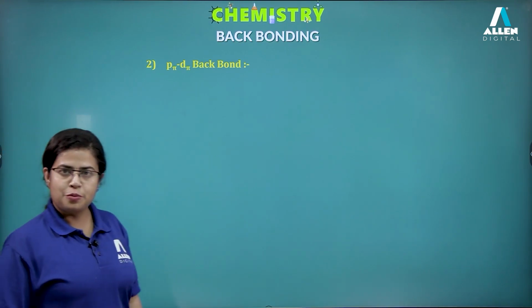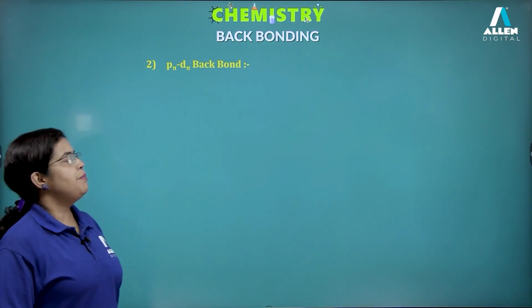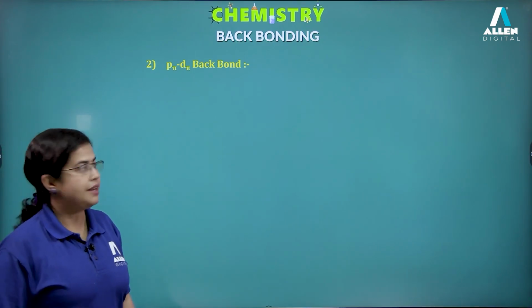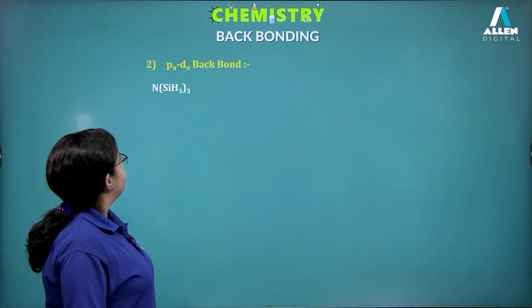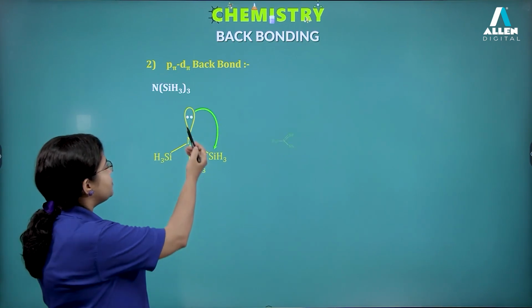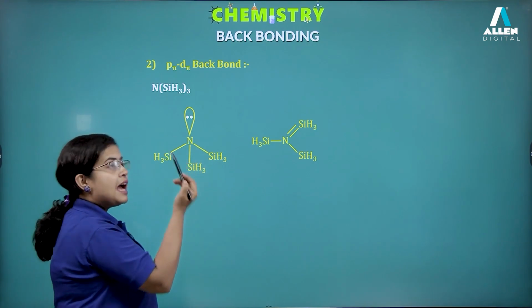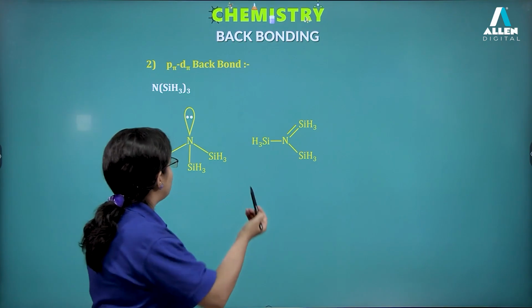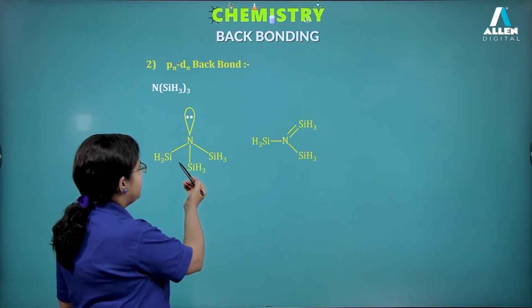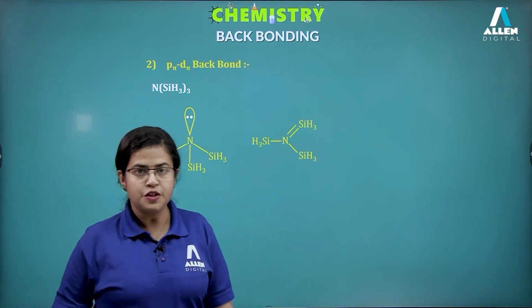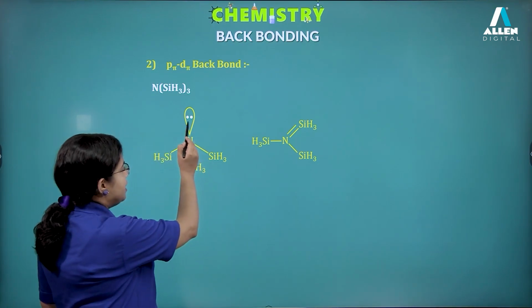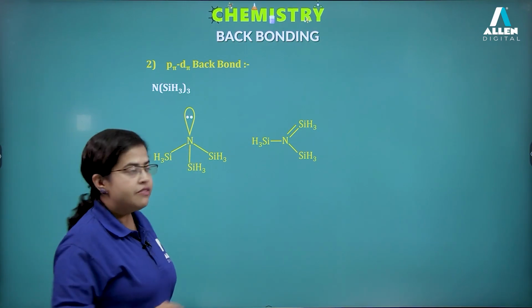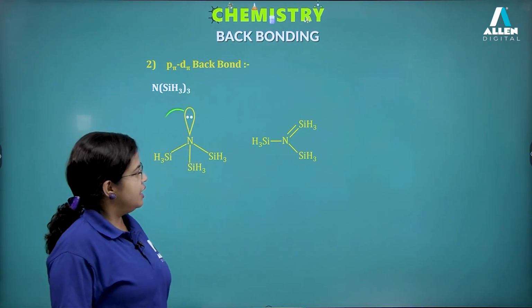Next, we are going to discuss p pi d pi back bonding. Let's take the example of trisilylamine. The lone pair which is present on this nitrogen atom can be donated to any one of the vacant d orbitals which are present on the silicon atoms. So, you have here, here or here. This back bonding is possible either between this silicon and nitrogen, or this silicon and nitrogen, or even this silicon and nitrogen.